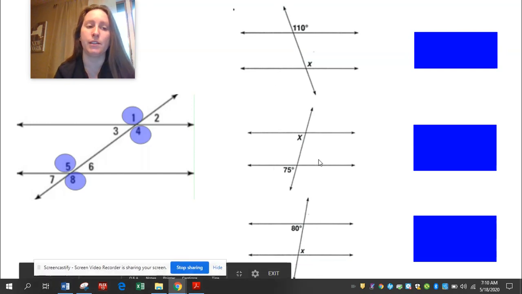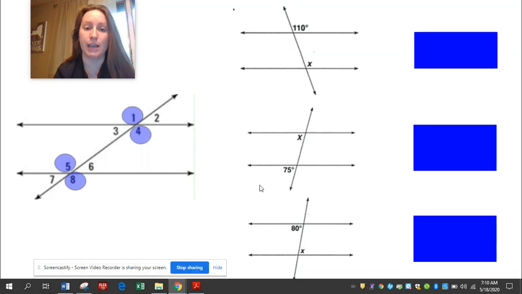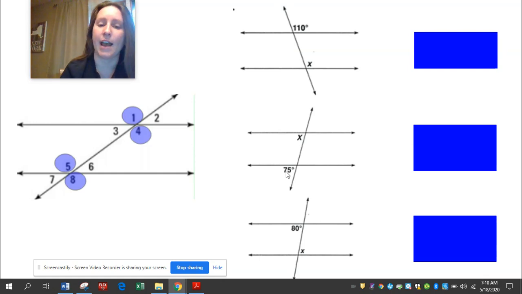Okay, so looking at this first one, looking at my diagram, the X is where the 3 usually is, and the 75 is where the angle 7 is. Now you can see that angle 3 and angle 7 are the same color. They're both white. Angle X and angle 75 should be the same thing. So that means your X is equal to 75.